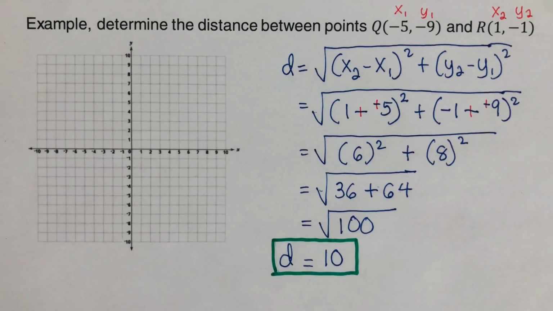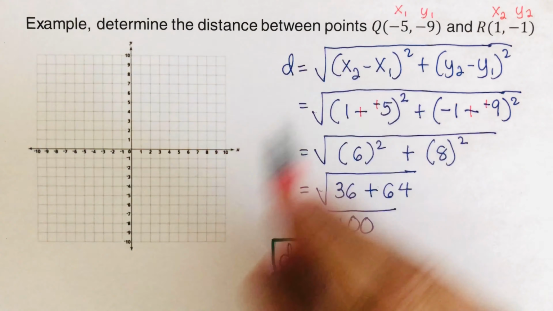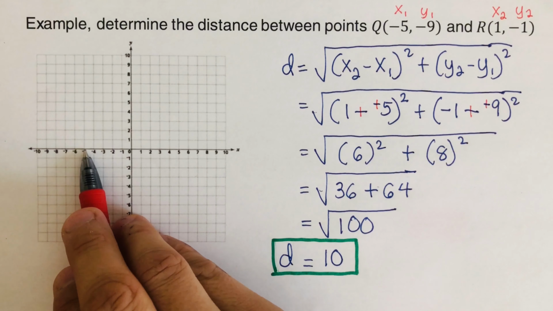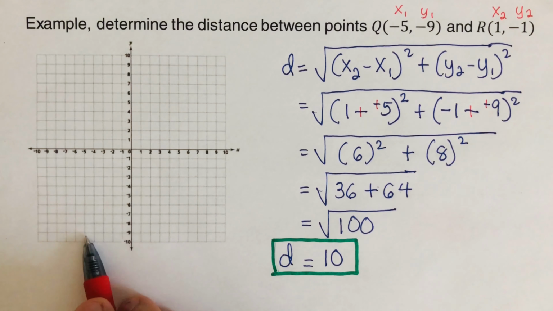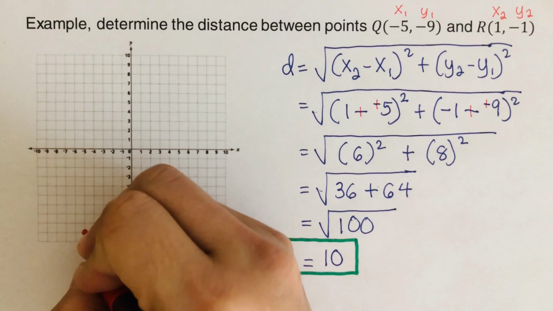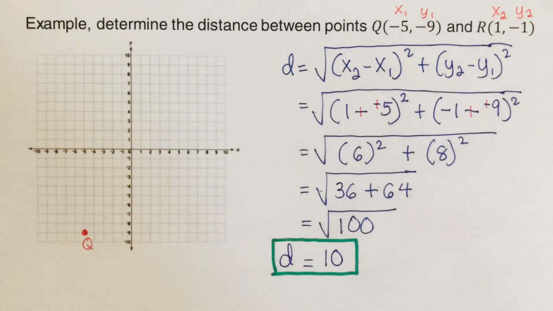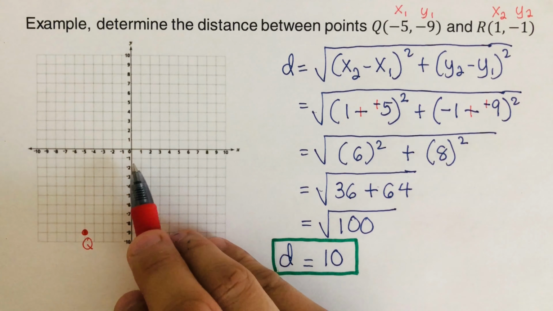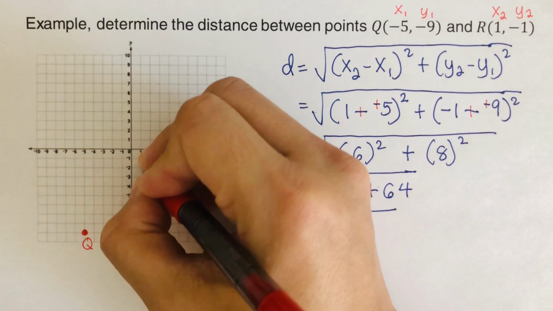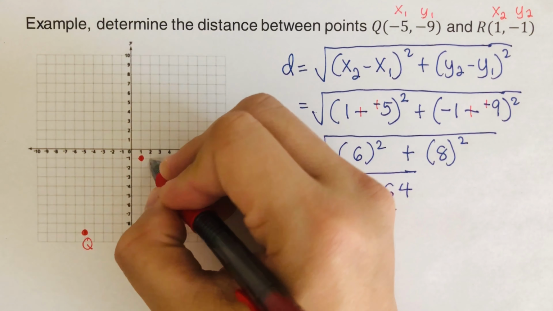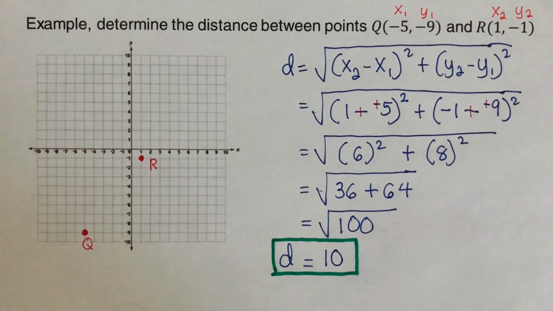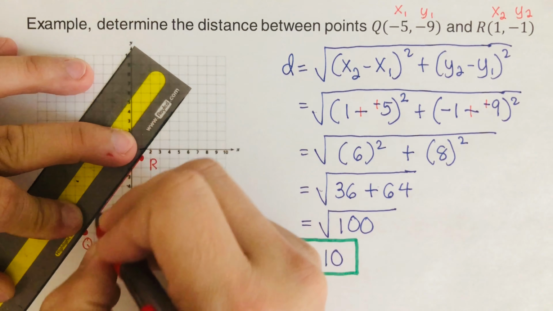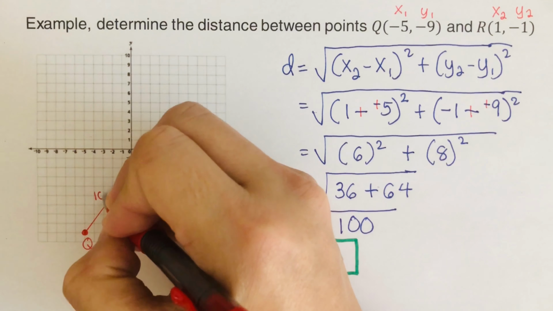Now if we graph this, Q is negative 5 and negative 9. So negative 5 is right here, and then that's negative 9. It's going to be down here. So this is point Q. And then we have R is 1 and negative 1. So we go 1, and then that's a negative 1. So it's going to be right here. So this is our R. So the distance between these two points right here, from Q going to R, would be 10. So that's 10 units right there.